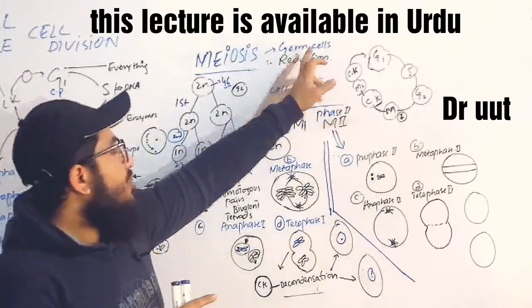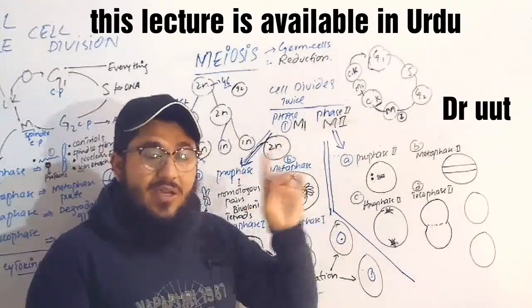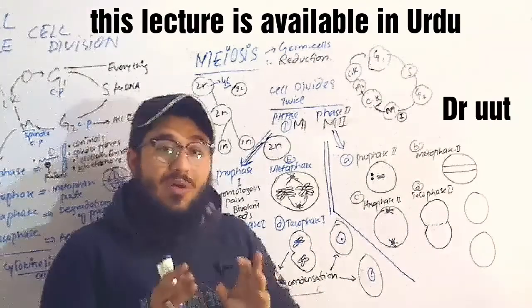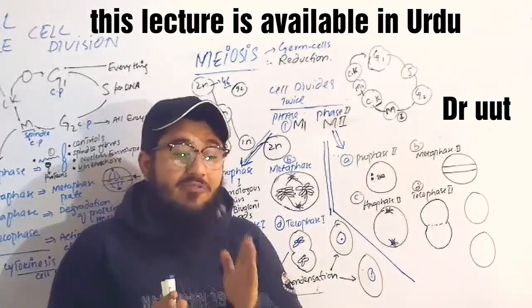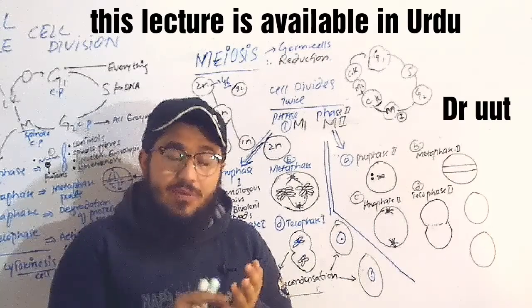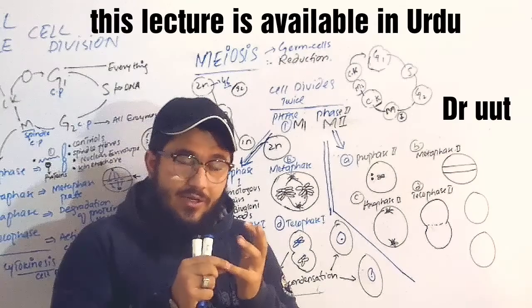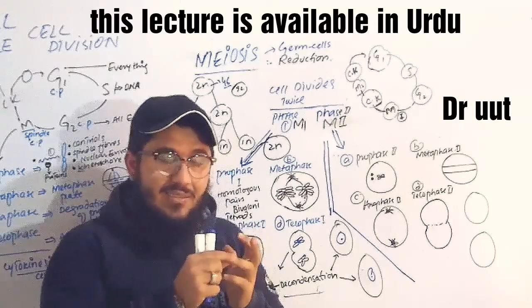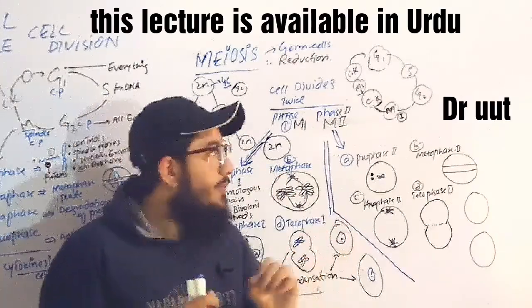Now coming to the point where this type of cell division occurs. Meiosis occurs in the germ cells. Now what are germ cells? The gonads, which form the male and female gametes, like sperm and egg. So in order to produce sperms and eggs, what will happen? Meiosis will happen. That's it.